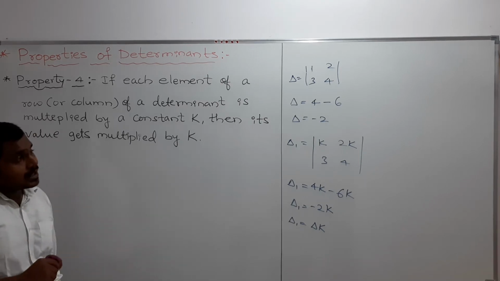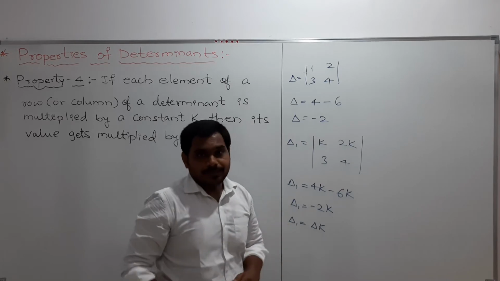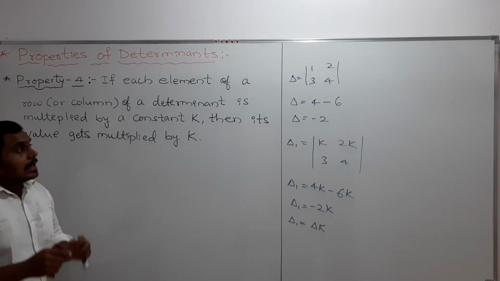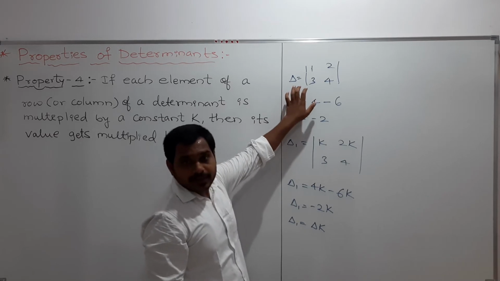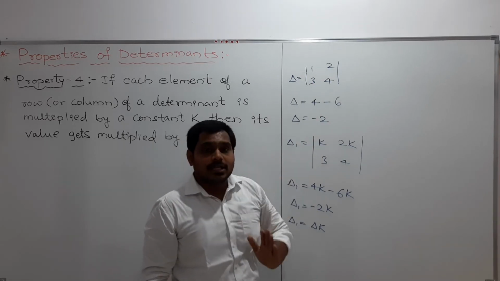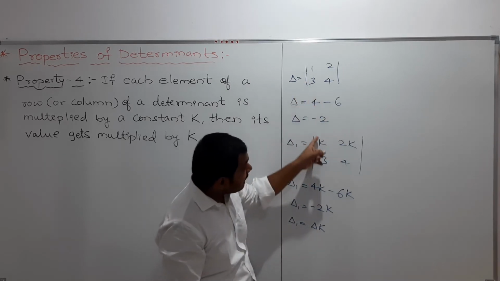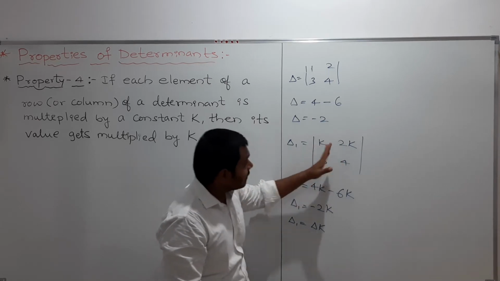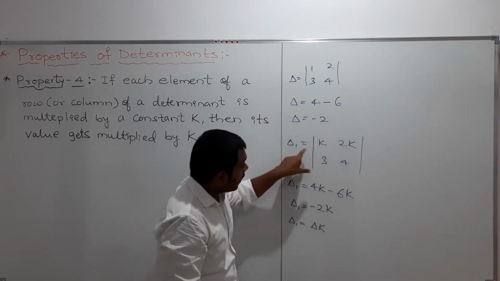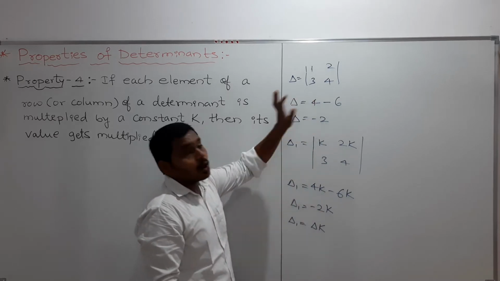By this property, I can take a common factor from any row or any column; that I will discuss later, after this proof. As of now, you should know that if any row or any column of a determinant is multiplied by the constant k, then after solving the determinant, its value is equal to k times the original determinant.